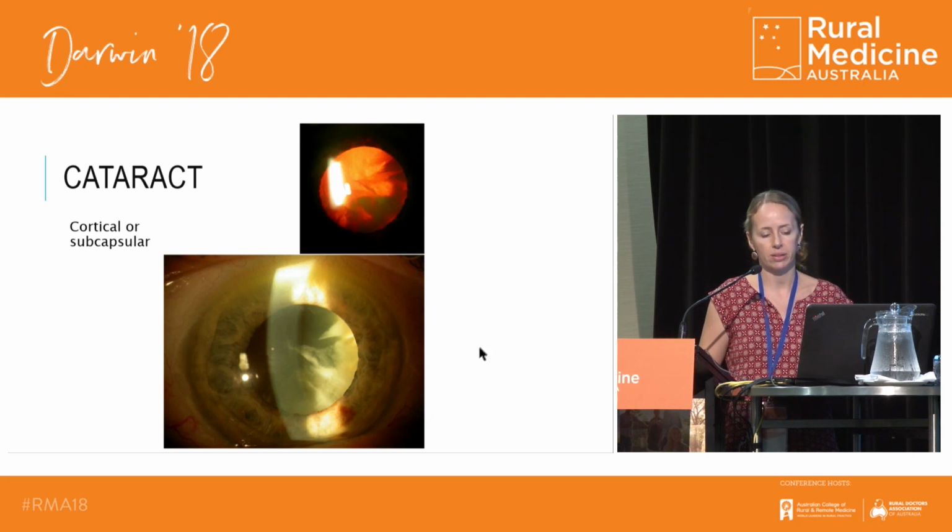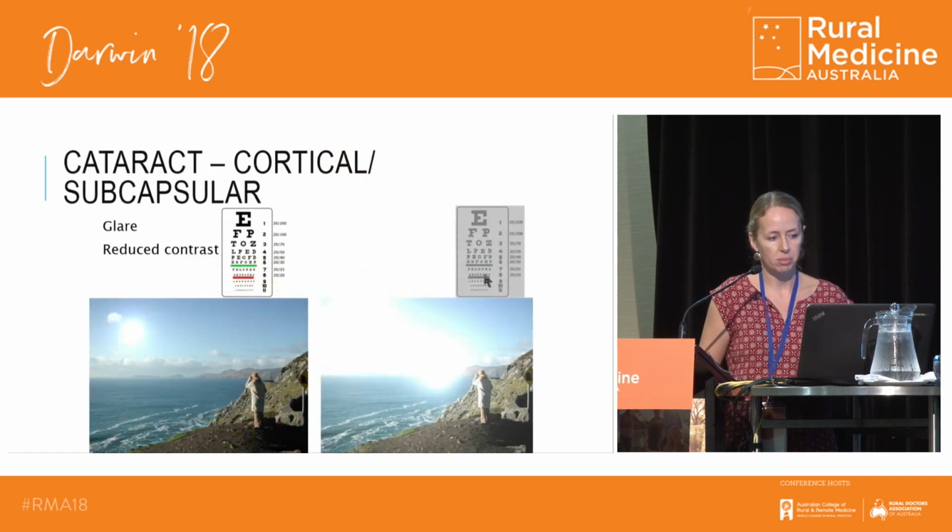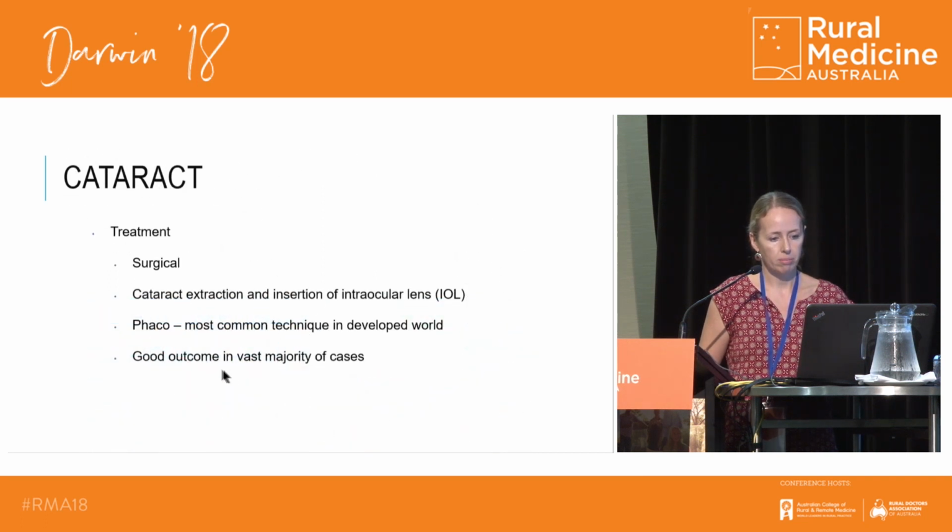Often, with nuclear cataracts as well, people may not know that they have them, and just because they have a cataract, if they're not troubled by the symptoms, surgery can wait. With cortical and subcapsular cataracts, so you can see how the cortical spokes are sticking through here, they tend to get slightly different symptoms, often more glare symptoms, reduced contrast. And particularly the subcapsular cataracts tend to progress much quicker as well.